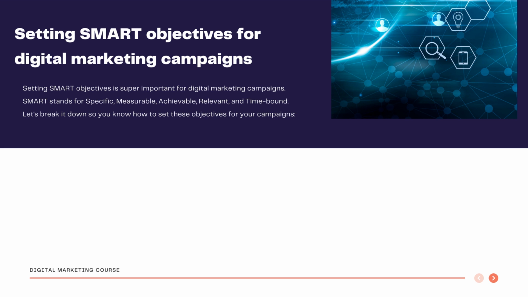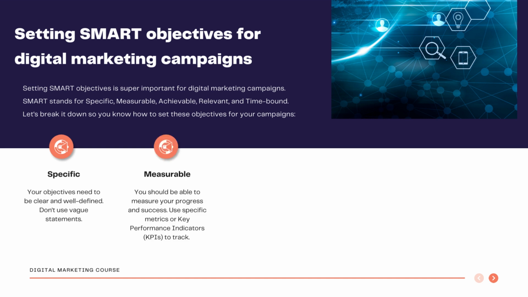1. Specific. Your objectives need to be clear and well-defined. Don't use vague statements. Instead of saying increase website traffic, be specific, like increase website traffic by 20% within 3 months.